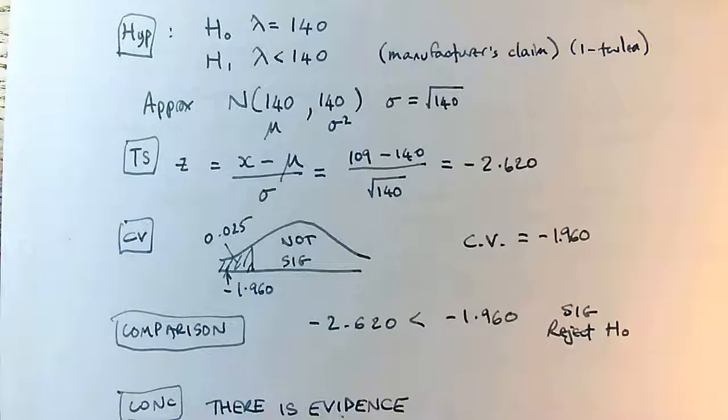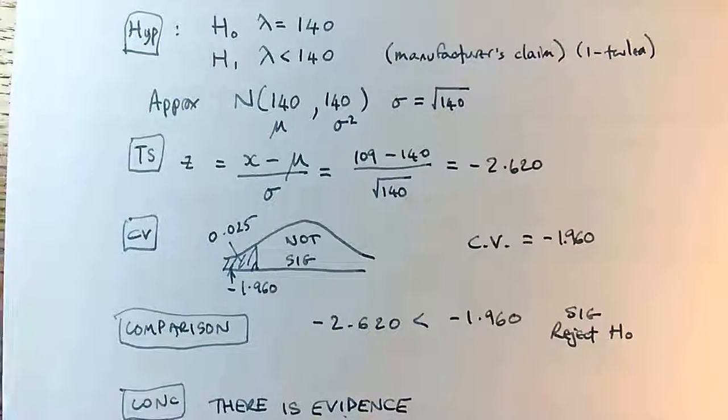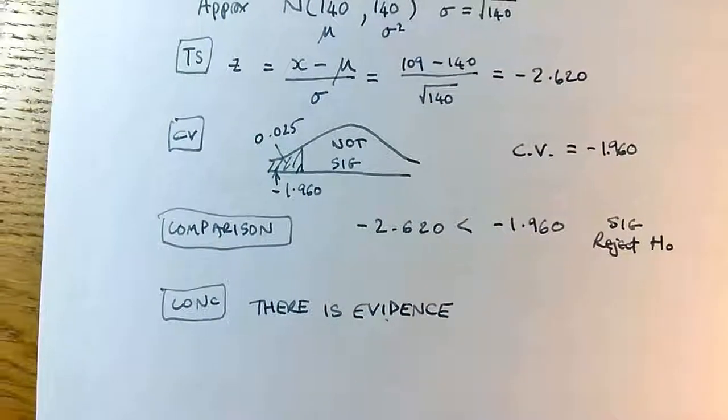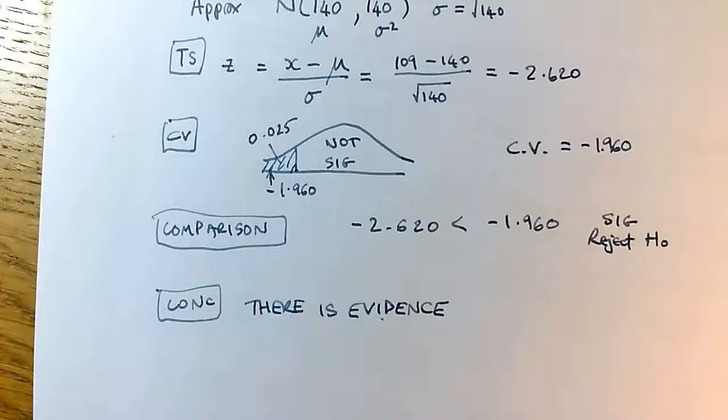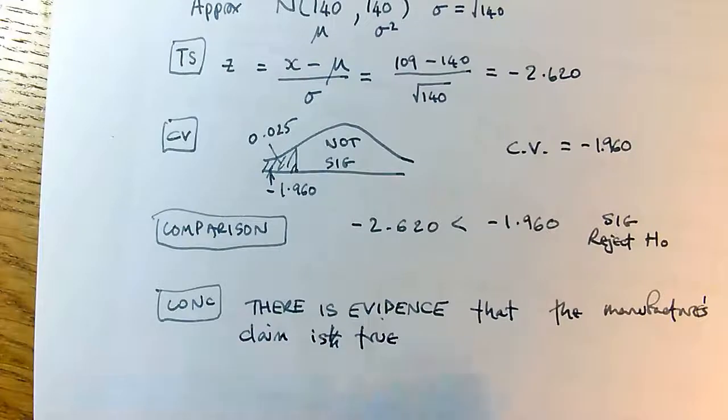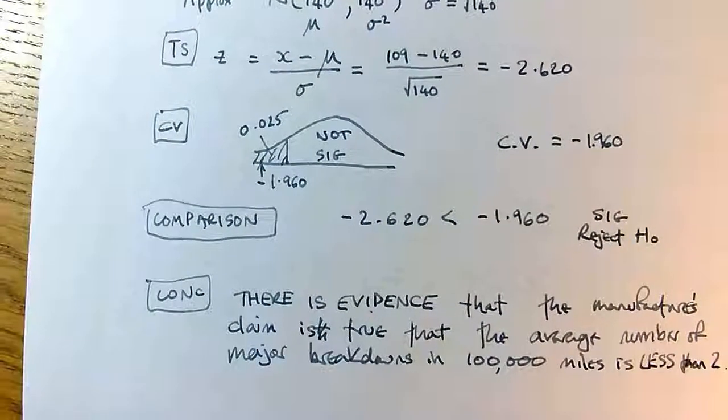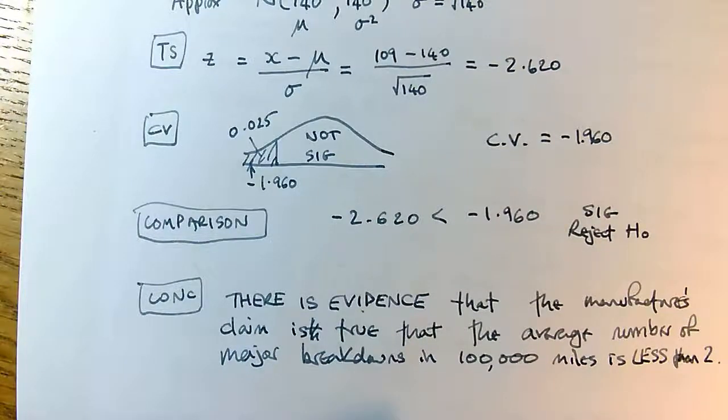Okay, when we're finding in favour of H1, we're actually saying something very positive. We've got evidence it's true. So I could just say there is evidence the manufacturer's second claim is true. You might get the marks for this, because there's a bit of context. I'm referring to a claim, okay, but I should say second claim, but you're safest to say what that claim was. So the claim was that the average number of major breakdowns in every 100,000 miles is less than 2. So I said that. I've confirmed that there is evidence the claim is true. I've done my conclusion in context.